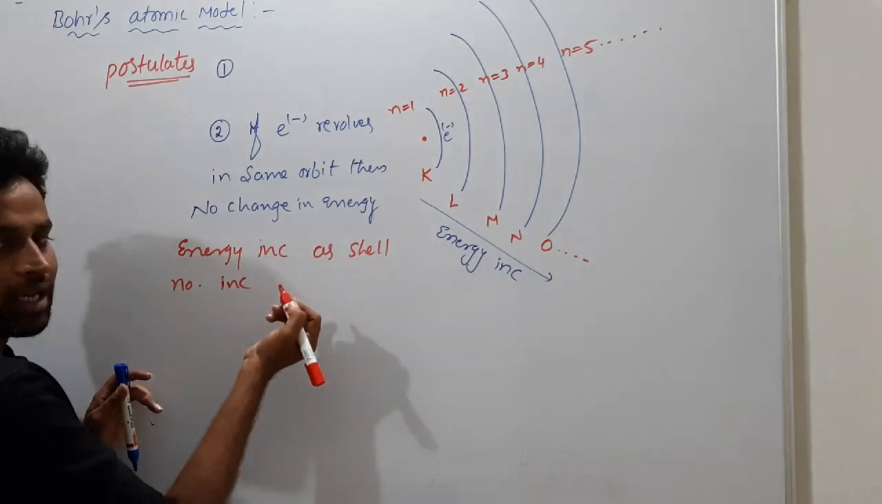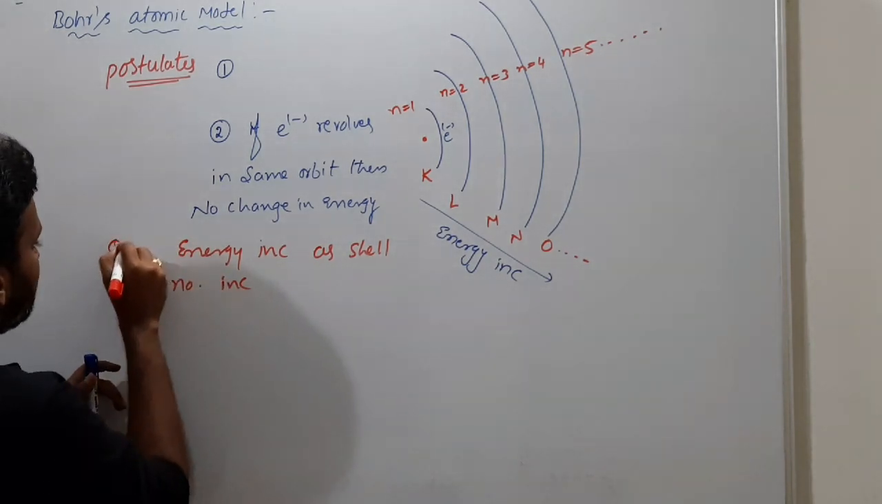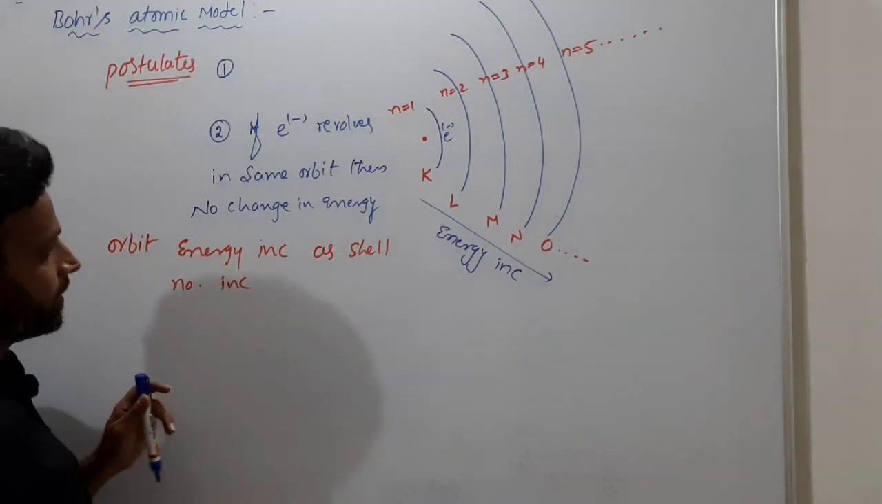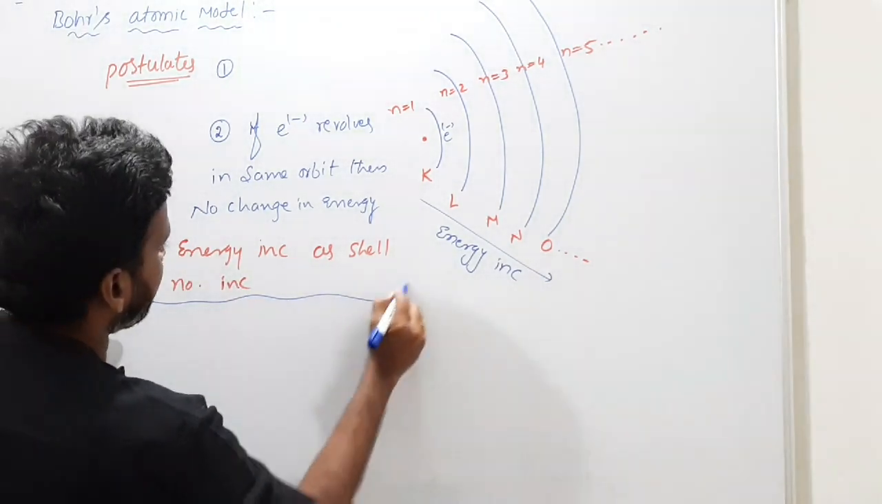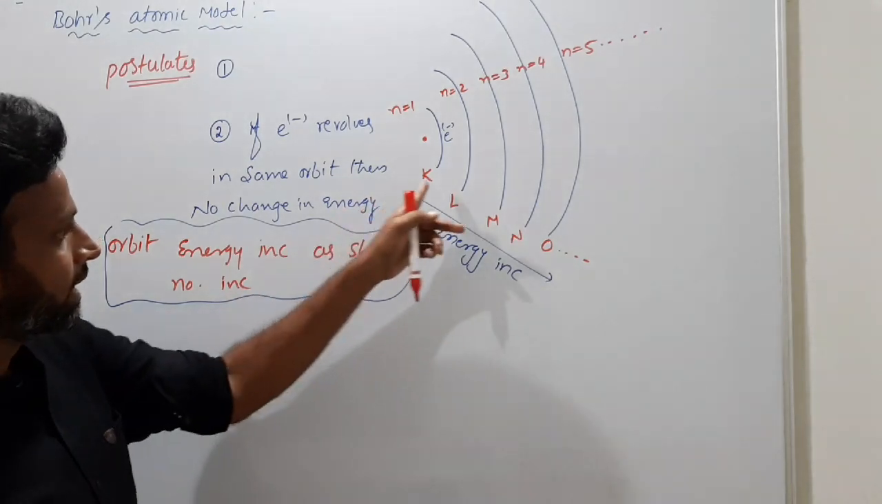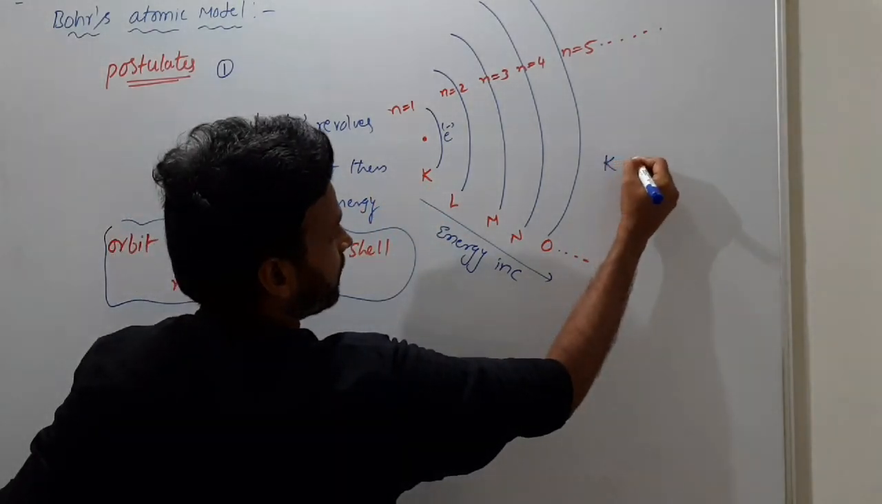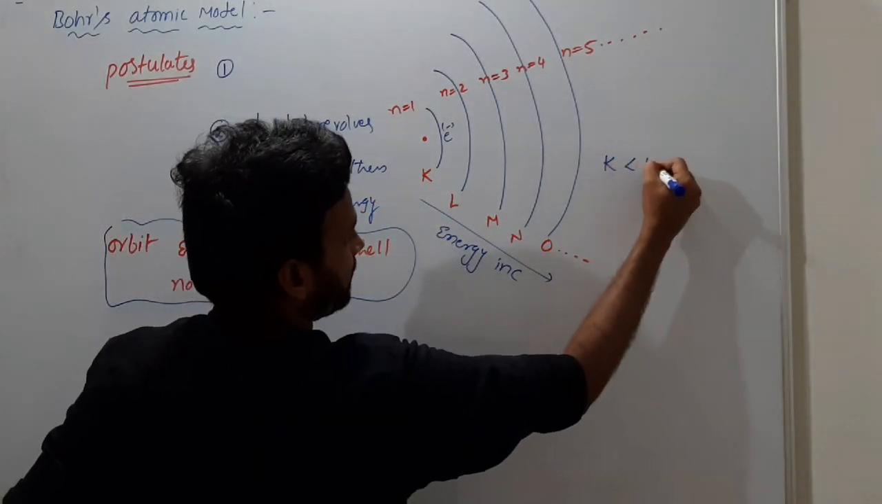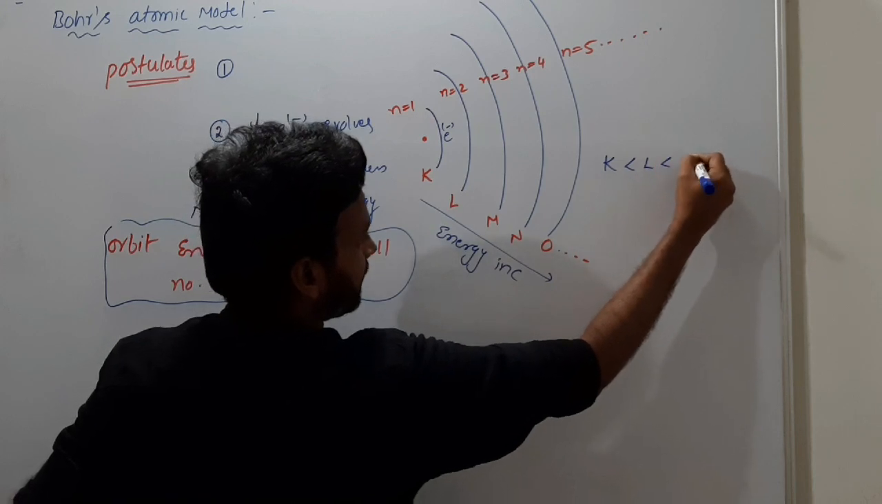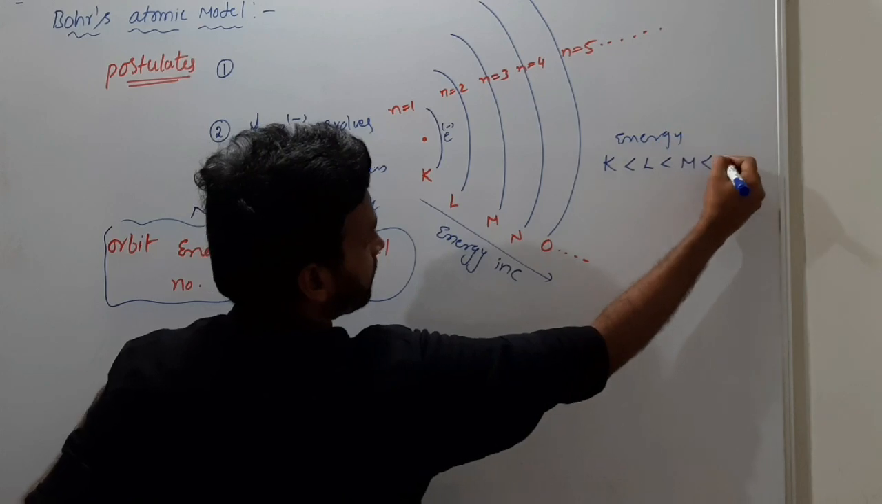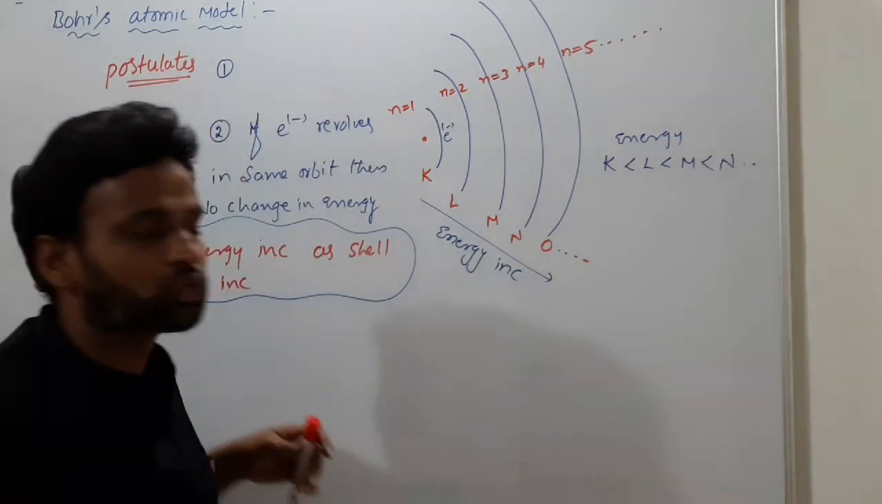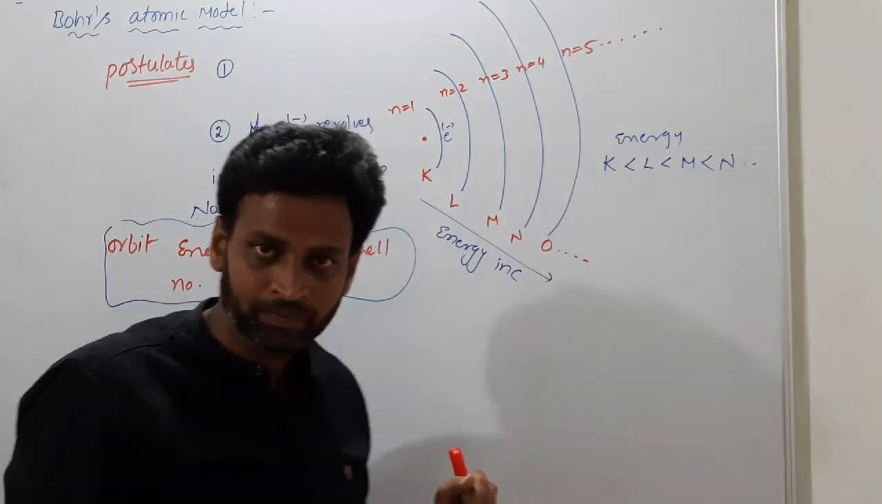Energy of orbit, what happens? Orbit energy increases. This is a very, very important point. So K shell is more energetic or L shell? K is less energetic than L shell. L is less energetic than M shell. Like this, this is the order of energy: M shell, N shell, and so on.